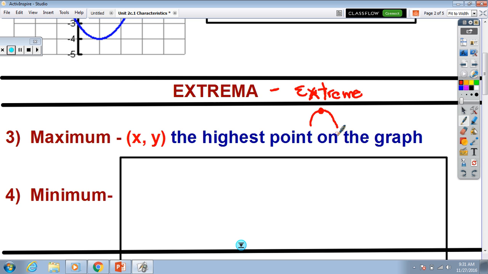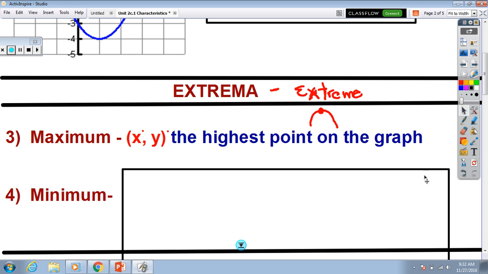So please make sure that you copy this into the box on your page so that you have this to look back on and guide you through your classwork and your homework. Maximum is the highest point on the graph, and it needs to be written in a point like this with an x and a y value. So now that we have maximum written down, then of course we need to know what is the minimum.